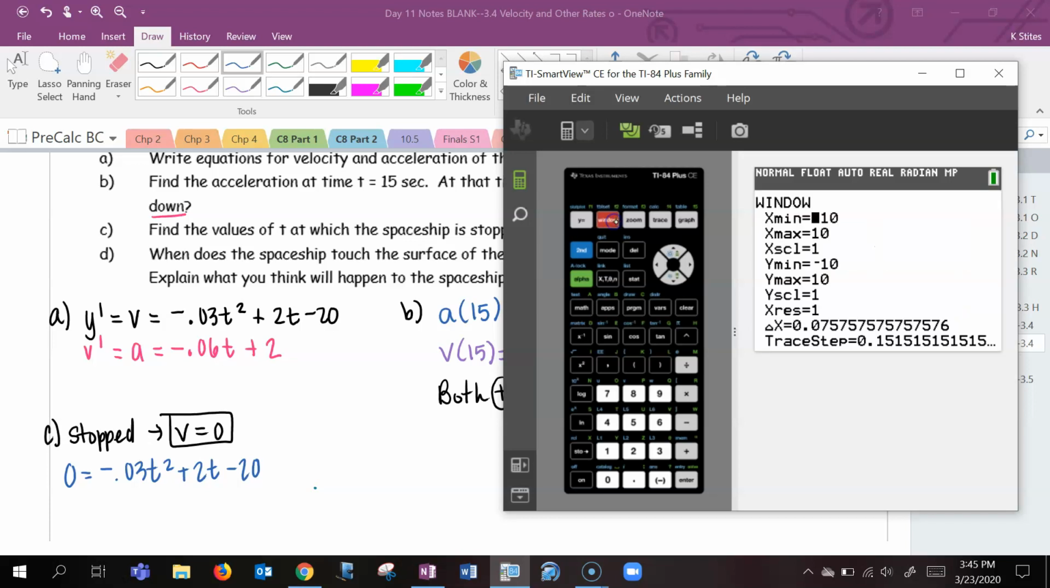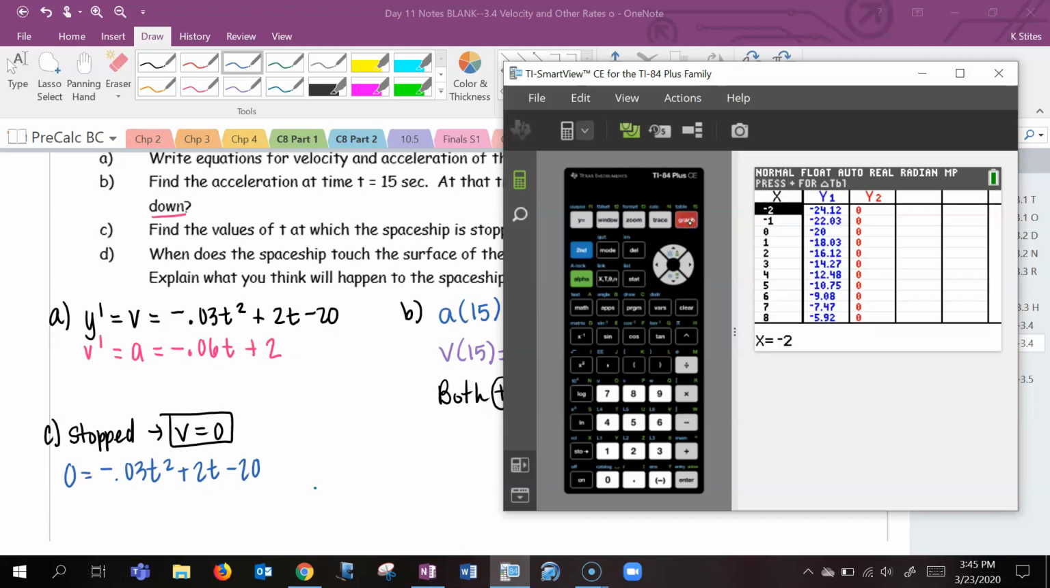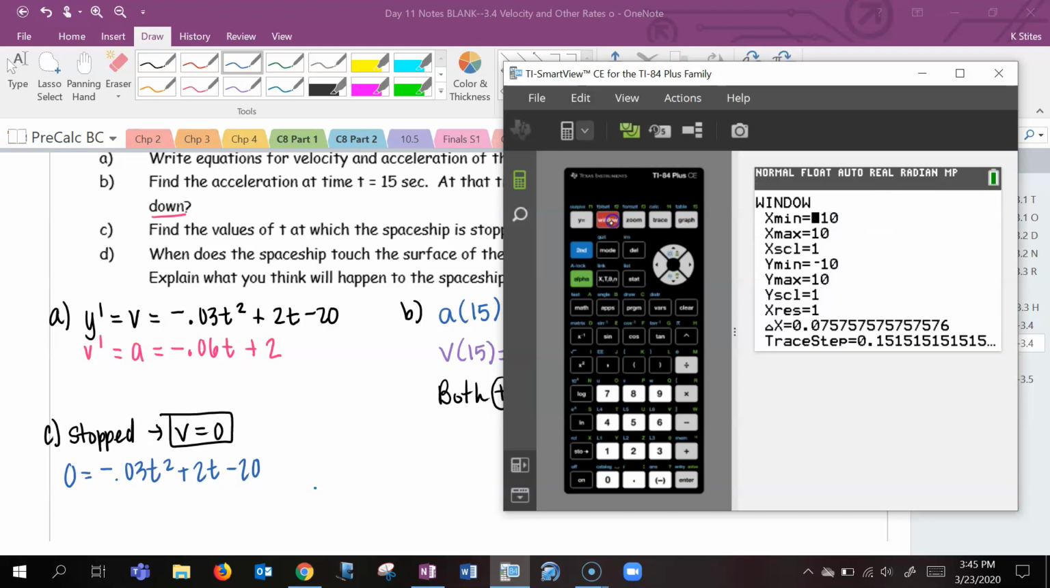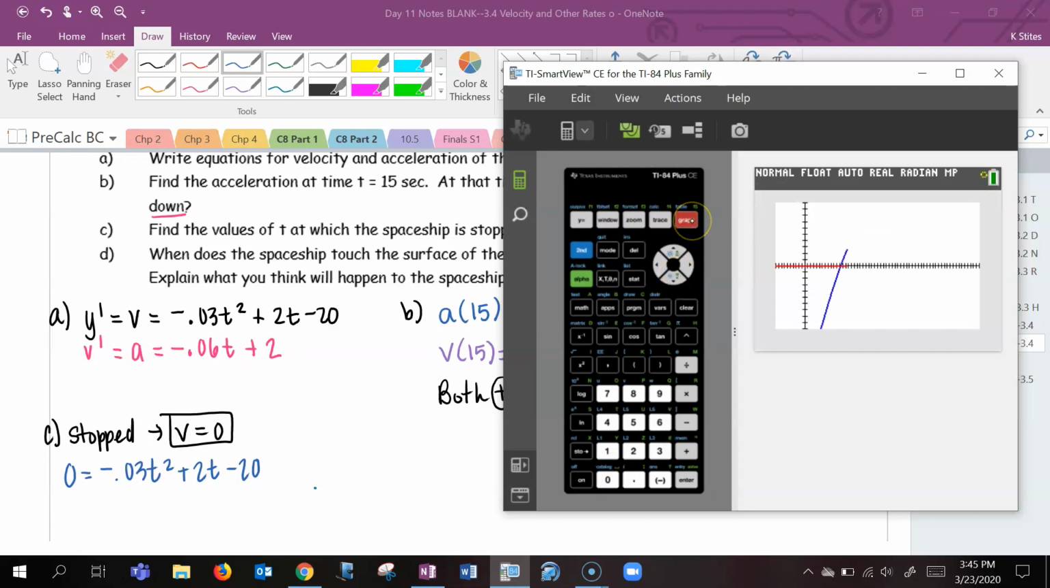Okay, I gotta change my window. Let's go to the right. Let's see if that helps. There we go. Okay, so there's my parabola. I'm not gonna draw a picture of it, but we are looking at when velocity is 0. So again, this is the velocity curve. Velocity is 0 when you're hitting the x-axis. So I'm just going to go ahead and find those 2 points.